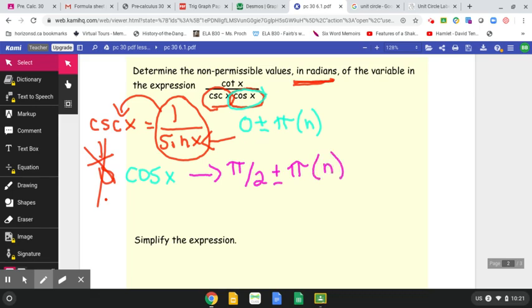All right, and last but not least, we have this little cotangent here. So cotangent is the same thing as 1 over tan.